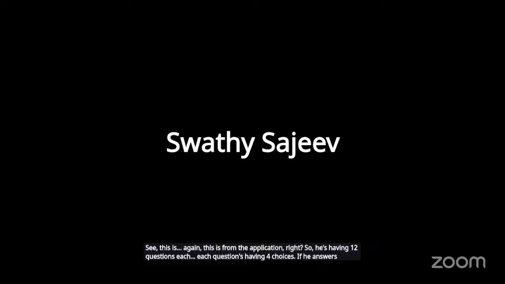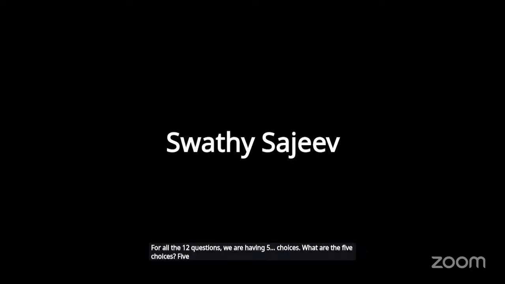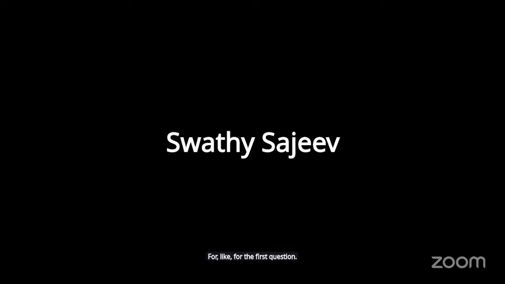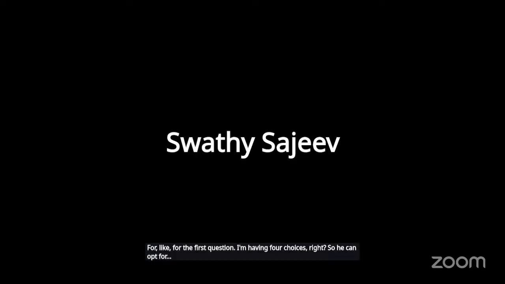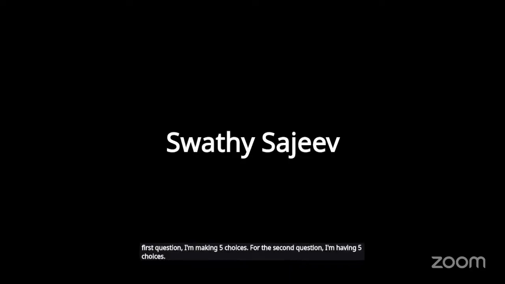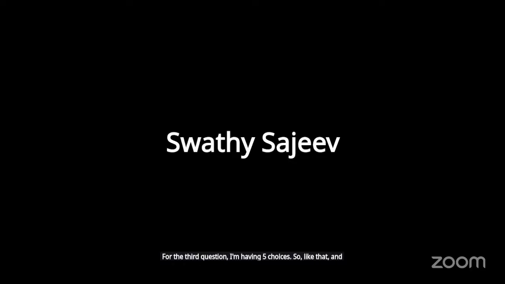Then I got the question. This is from the activity questions, right? He has 12 questions. Each question has four choices. If he answers the question, he can attempt the entire question paper, right? So for each question there are five choices: he can opt for the first, second, third, fourth option, or the fifth option, which is that he will not attempt that question. So for the first question I have five choices, for the second five choices, for the third five choices, and like that for 12 questions I have five choices each.